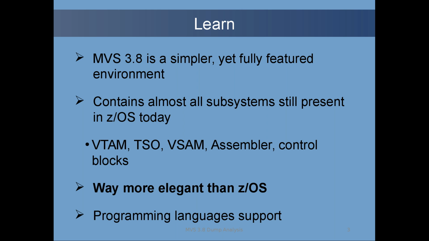All the control blocks, all the main control blocks are still exactly the same. You still have a CVT, you still have the TCBs and the SRBs. All those control blocks are still there, and so anything that you would do on z/OS when you need to access operating system information is still exactly the same on MVS 3.8. And then finally, or semi-finally, way more elegant than z/OS.